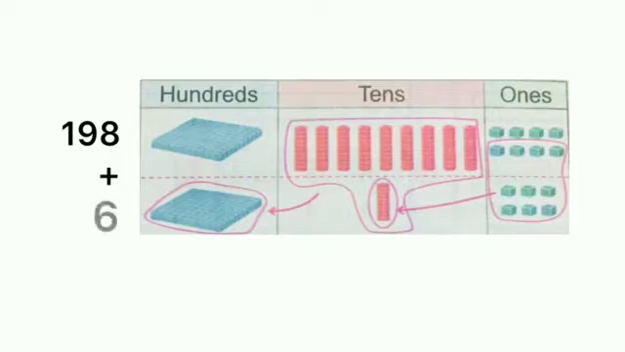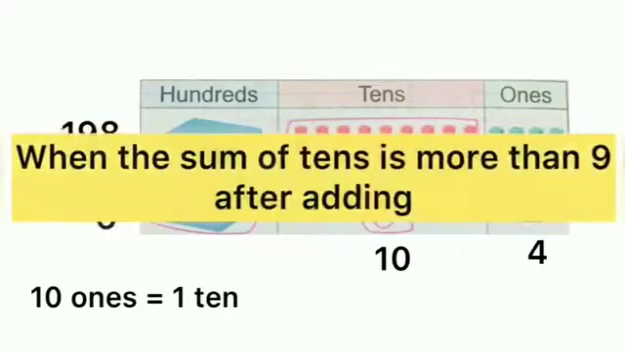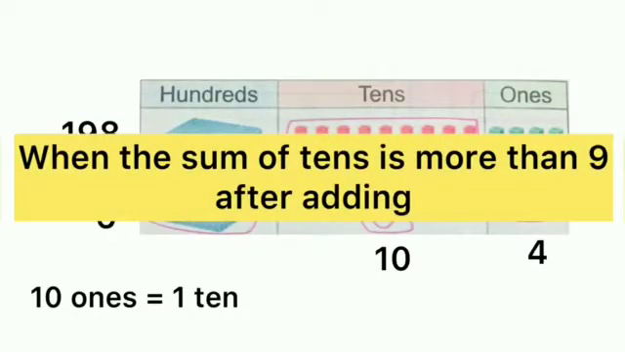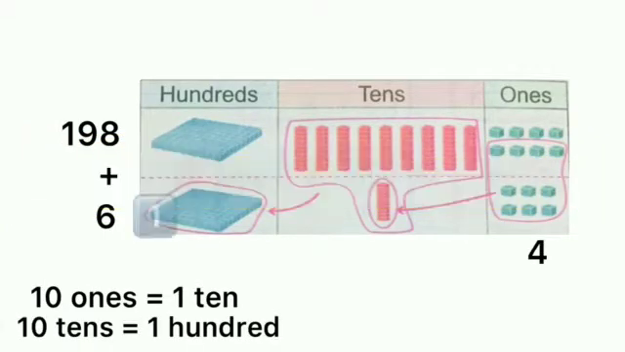Students, when we add 6 more blocks at ones place, it will become 14. Students, as you know that we have already learned that 10 ones is equal to 1 ten. So, we will write here 4, carry 1 to the tens place. Now add tens. In 9 sets of tens blocks, when we add 1 more tens, it will become 10. Students, always remember, when the sum of tens is more than 9 after adding, then 10 tens makes 100. Carry 100 to the hundreds place.